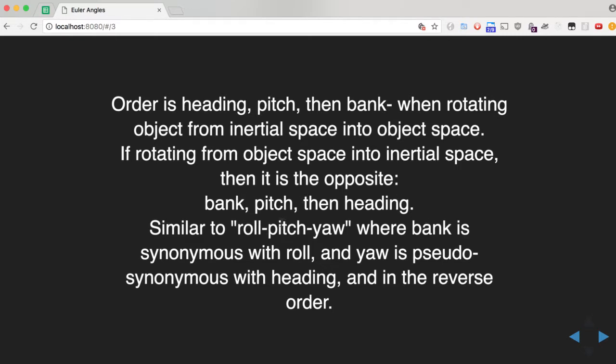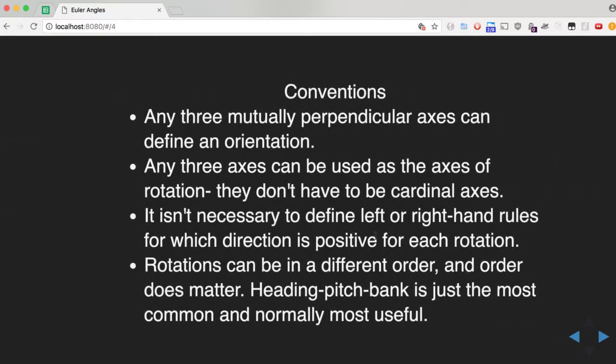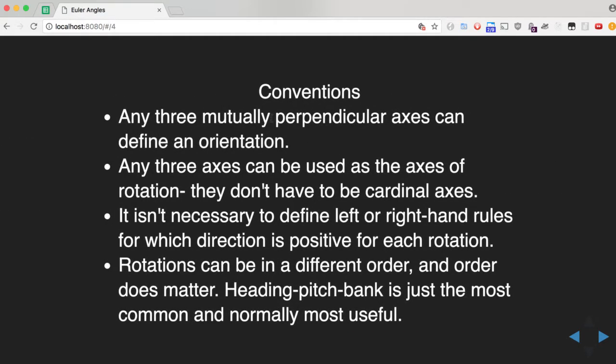And this is very similar to what you may have heard of as roll, pitch, yaw, where bank is synonymous with roll and yaw is pseudo-synonymous with heading, in the reverse order. A few conventions: we can use any perpendicular axes. We don't have to use the cardinal ones, but we do because it's convenient.